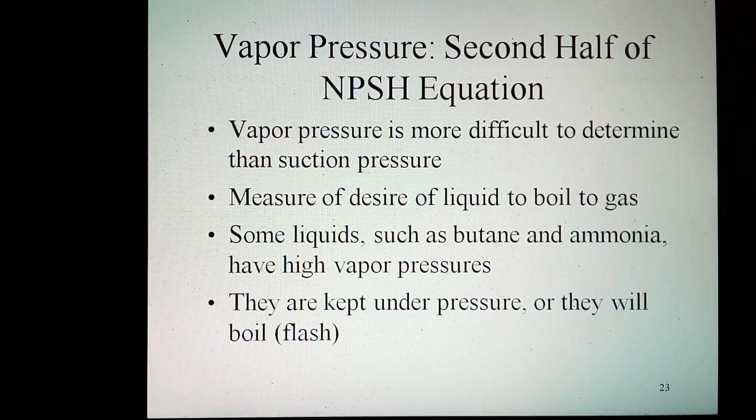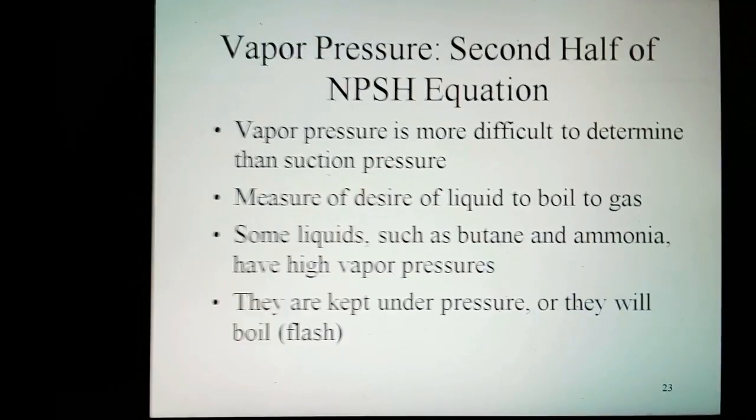Vapor pressure is the second half of the NPSH equation. Vapor pressure is more difficult to determine than suction pressure. It is a measure of the desire of a liquid to boil to gas. Some liquids, such as butane and ammonia, have high vapor pressures. They are kept under pressure, or they will boil or flash.